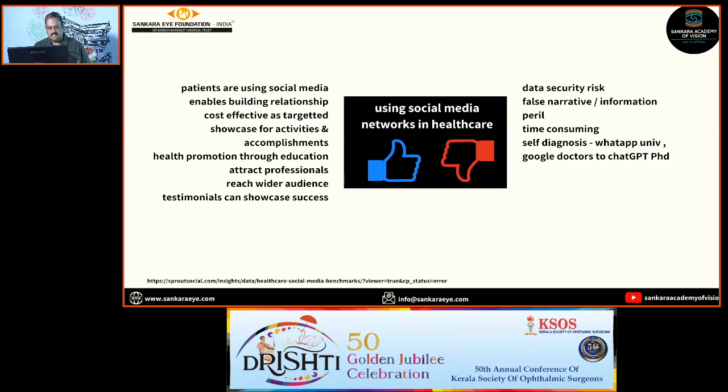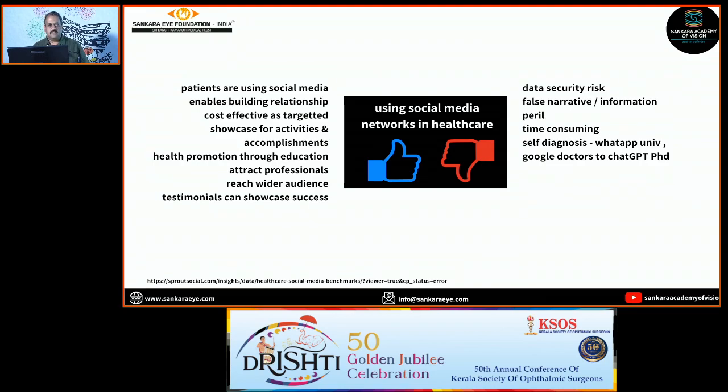We need to understand that social media is an animal, and this is an animal we need to understand. All our patients invariably are using social media. It allows us to communicate one-on-one with them. It is extremely cost effective because you can actually target it, rather than do a paint-and-spray approach where you're doing something in the city. It allows you not just to sell, but also to showcase activities and accomplishments. You can do promotional activities, you can attract colleagues that you may want to join your practice, and it allows you to showcase testimonials.